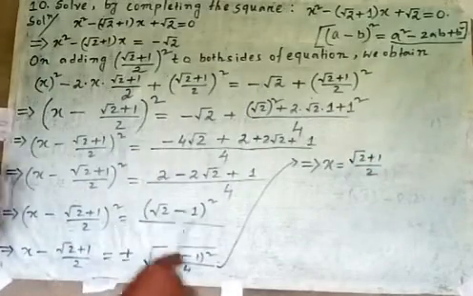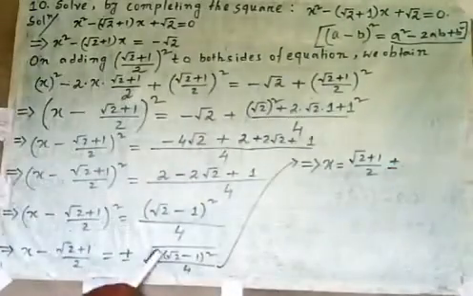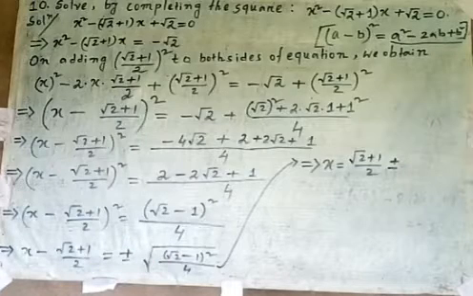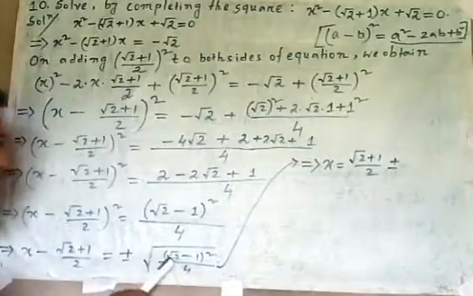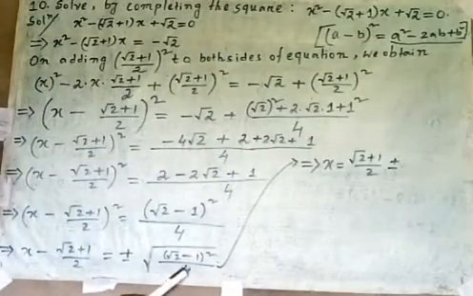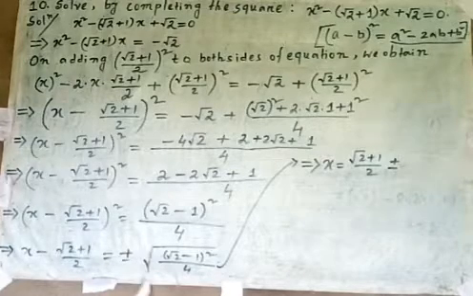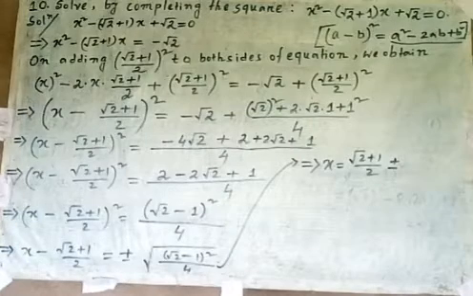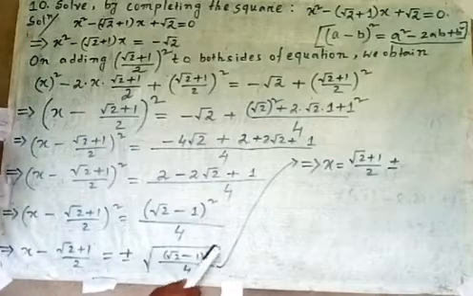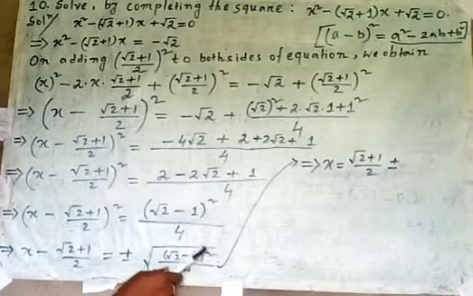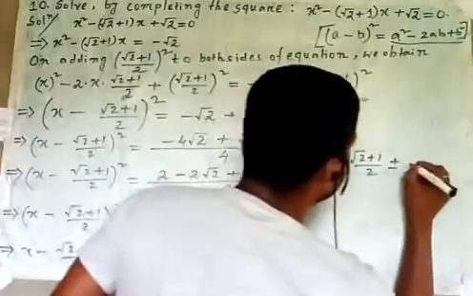Then after the equal symbol, what remains? Plus minus, then what remains? Under root of root 2 minus 1 whole square by 4. Look, this root symbol is applicable for both numerator and denominator here. So for root 2 minus 1 whole square, the square and root will be cancelled. It means what remains?